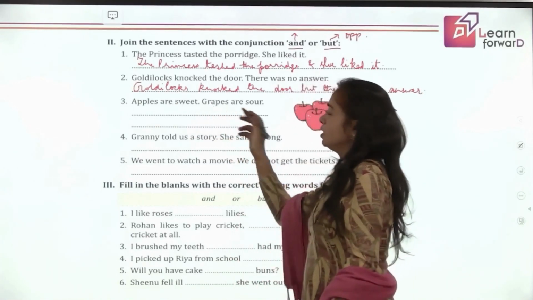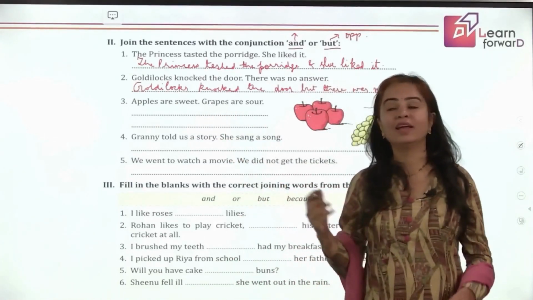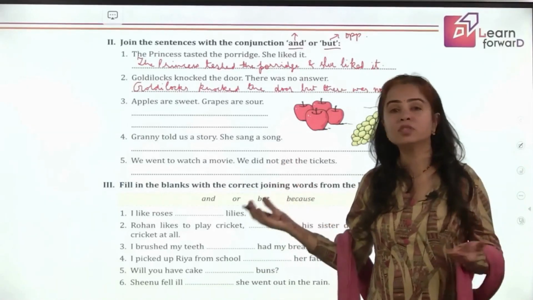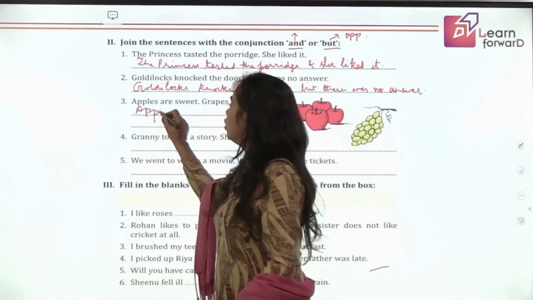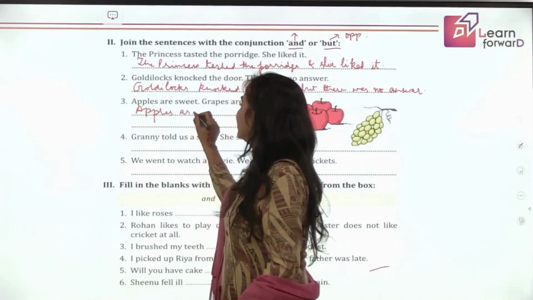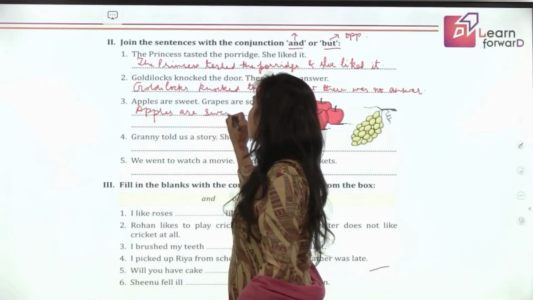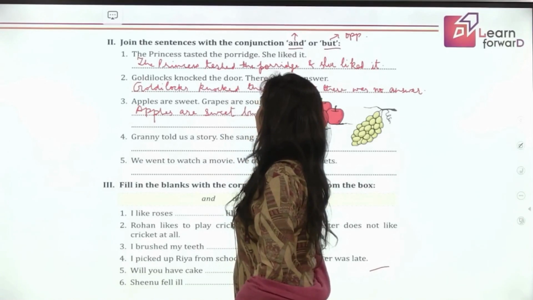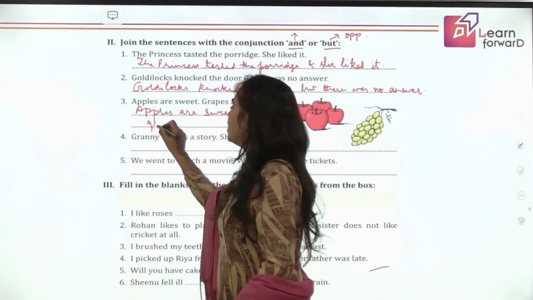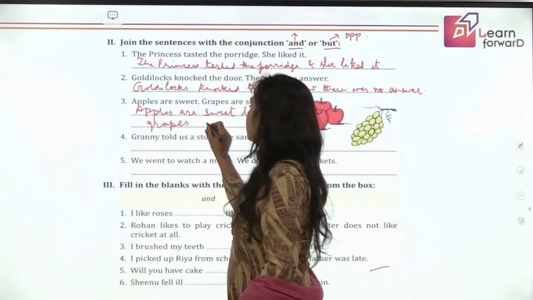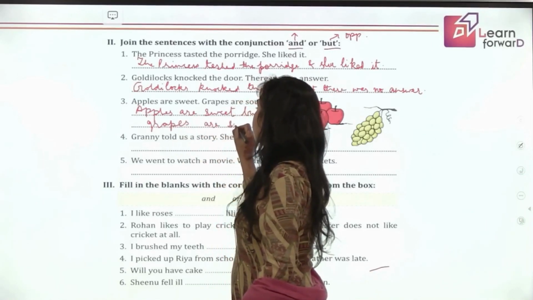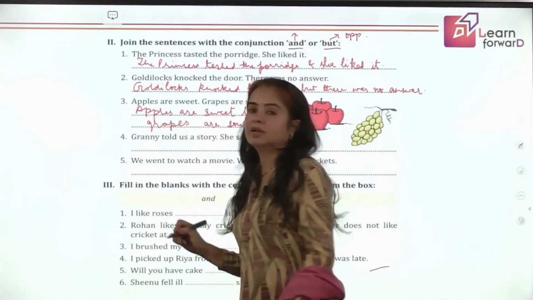Apples are sweet, grapes are sour. Oh, here again we are talking about the opposite nature of the fruits. So how will you say? What conjunction will be used? Yes, apples are sweet, but now because we are continuing the same sentence, G will not be capital. Grapes are sour.